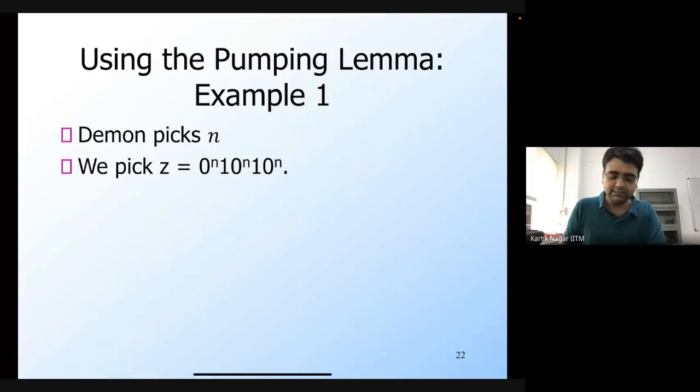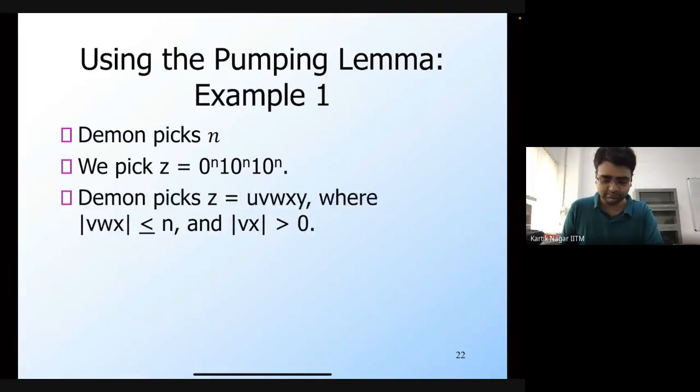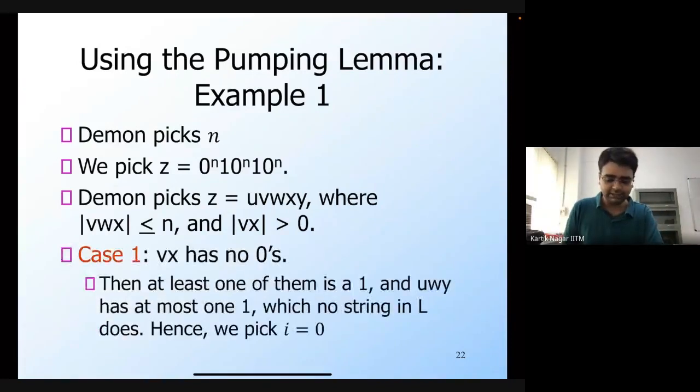Now the daemon is going to pick some u, v, w, x, and y such that it obeys the constraints. So now I have to pick an i such that if I pump v and x in tandem i number of times, the resulting string is not going to be in L. So let's see, what can I say about this u, v, w, x, and y that the daemon has picked? Let's case split here.